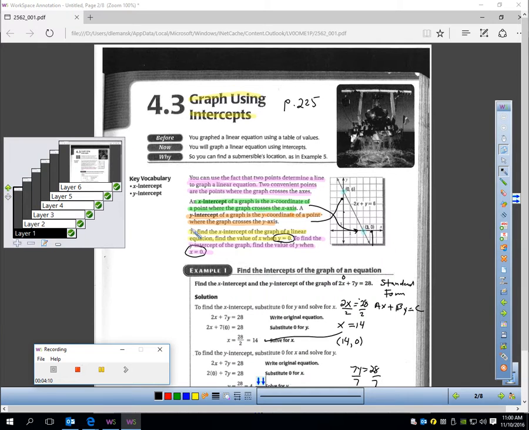So that's what they mean when they're talking here: to find the x-intercept, plug in 0 for y and solve, and to find the y-intercept, plug in 0 for x and solve, and that's how we could graph this. So this is a convenient way to graph certain problems. Not all, I'll show you why in a little bit, but certain problems.